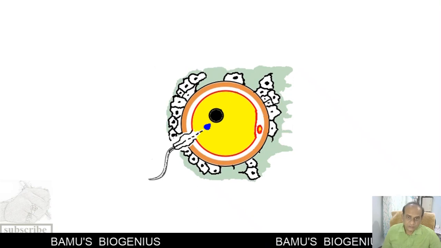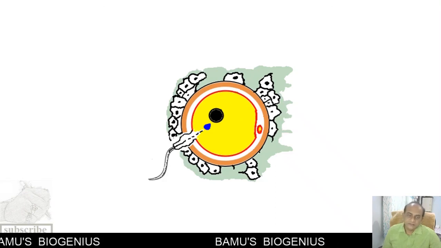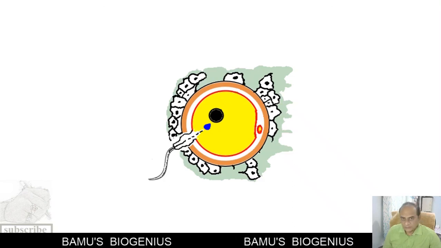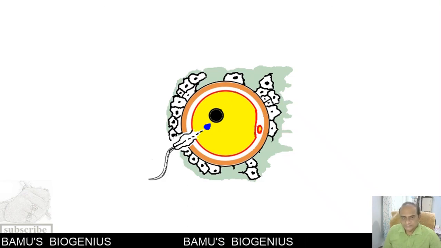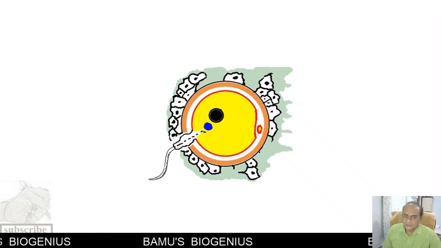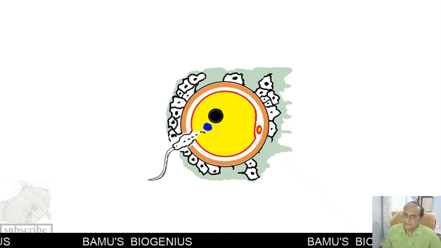Along with that, the centrioles also enter inside, and a part of the flagella, which is a part of the axoneme, also enters the cytoplasm of the oocyte. And you can see here the plasma membrane of the sperm that is dangling on the surface of the oocyte.